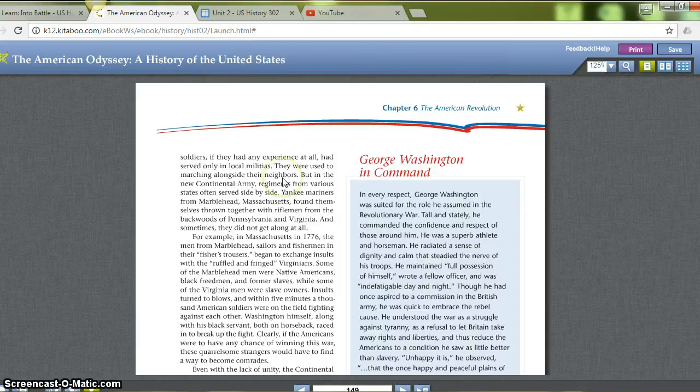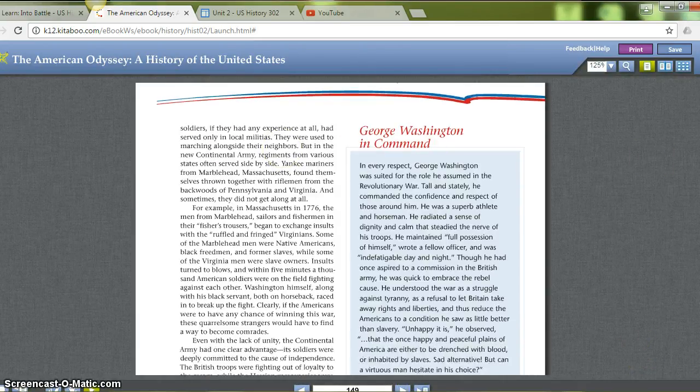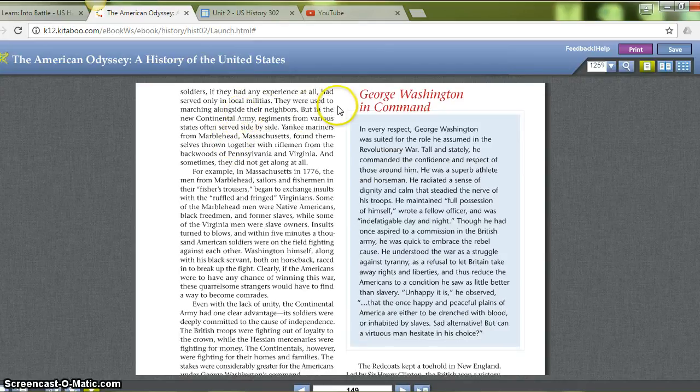Most soldiers, if they had any experience at all, had served only in local militias. They were used to marching alongside their neighbors. But in the new Continental Army, regiments from various states often served side by side. Yankee mariners from Marblehead, Massachusetts found themselves thrown together with riflemen from the backwoods of Pennsylvania and Virginia, and sometimes they did not get along at all.